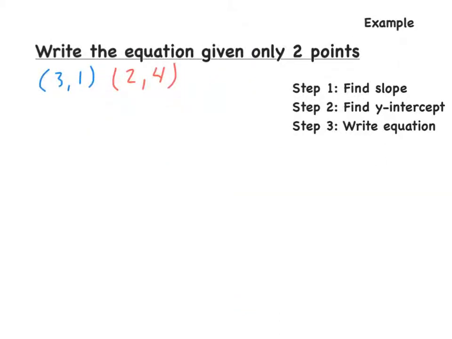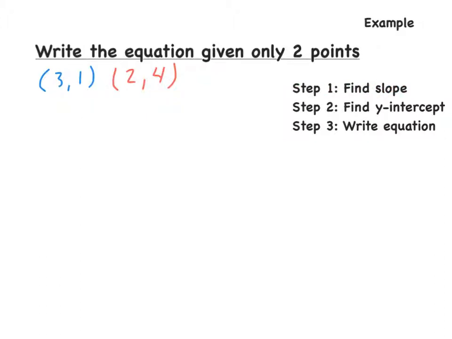Now we've just been given only 2 points, and we still need to write our slope-intercept equation. So the 2 points that we have are (3, 1) and (2, 4). Off to the right again, these are the steps that we're going to use if we're only given 2 points. So step 1, find the slope.